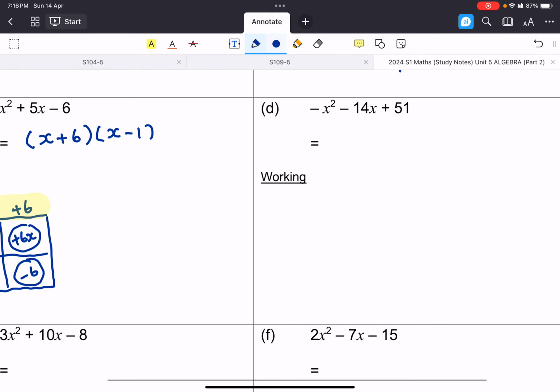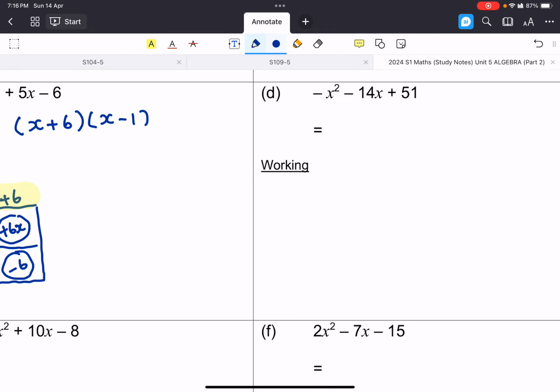Okay, more example? Sure, why not, right? So here we have a situation where the coefficient of the x squared is actually negative, right? So it doesn't matter. We apply the same principles and it should work. So let's use a cross method here, right? This time round is negative x squared, and we have 51, and we have negative 14x. Take note, we need to make sure that our sign is correct, the positive and negative sign.